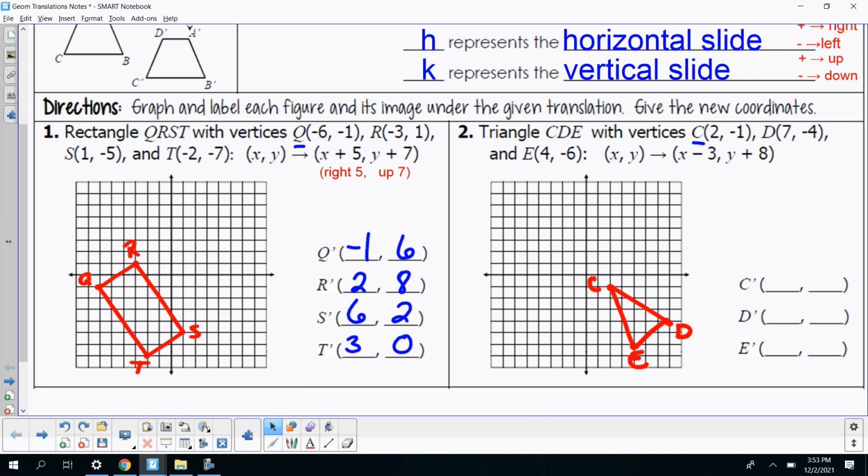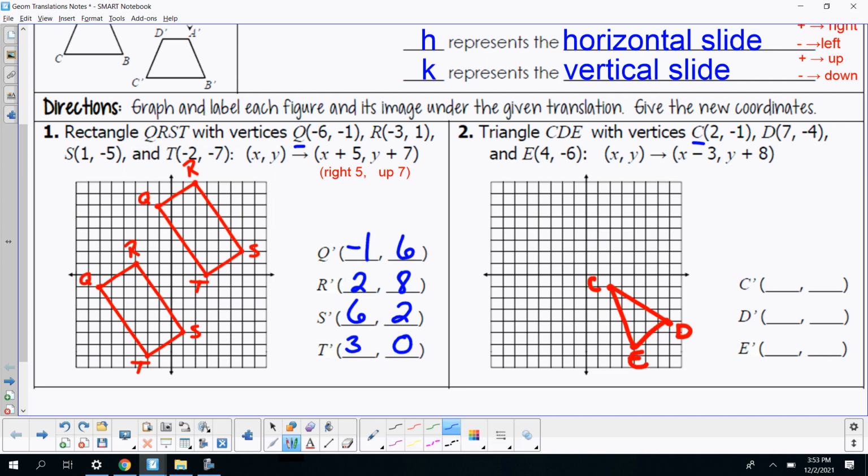So let's go ahead and translate this. This is a slide. So if we take our graph and we move it to the right 5, 1, 2, 3, 4, 5, and we move up 7, 1, 2, 3, 4, 5, 6, 7. Hopefully that should match where our points are.